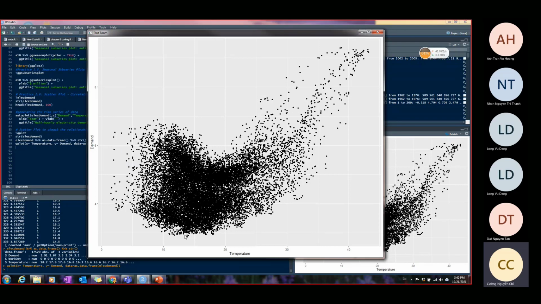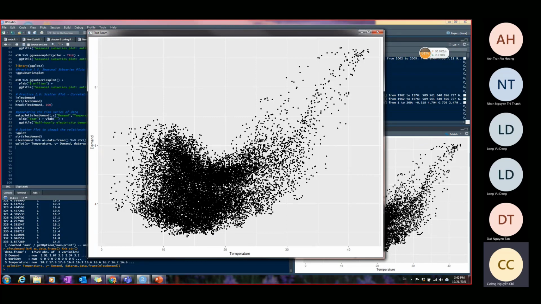However, when the temperature is quite stable, between about 15 and 20, there are a lot of points around here, and the temperature is mild, and the demand is low too. This is the kind of perfect time, like in the spring or the autumn, where the temperature is very cool and you don't really have to turn on your heater or even the AC to use electricity. That's the reason why the demand for electricity on those days is not so high.